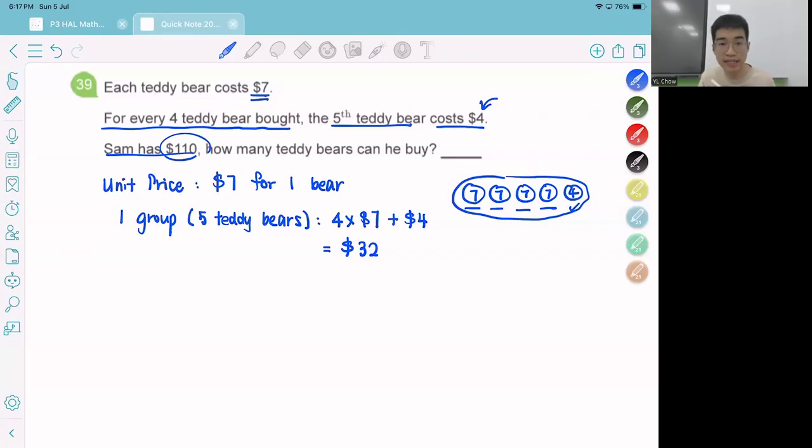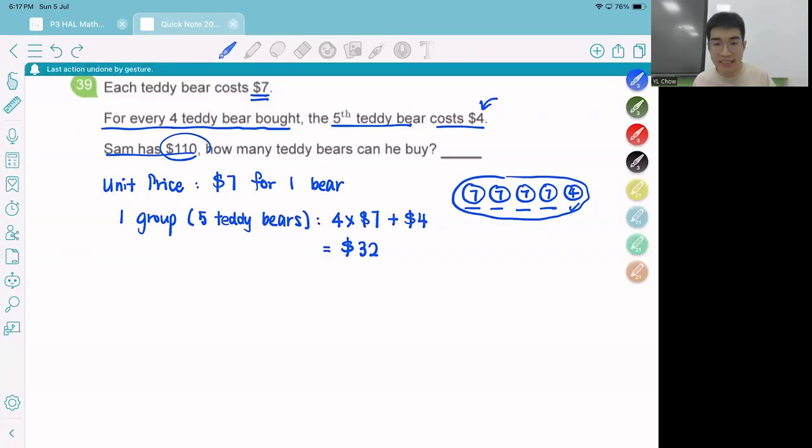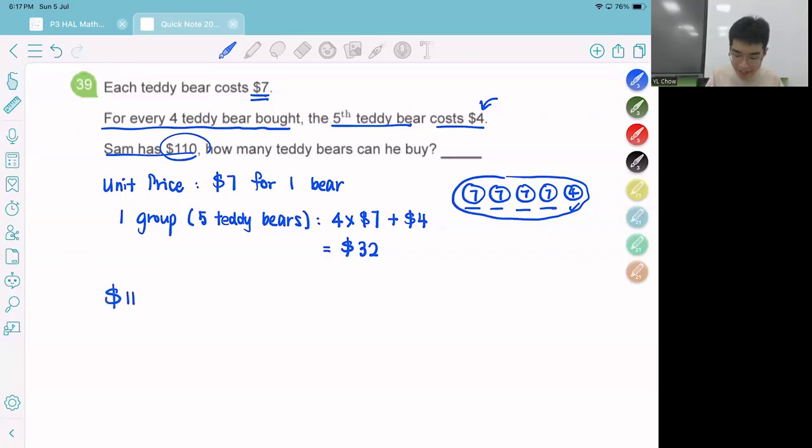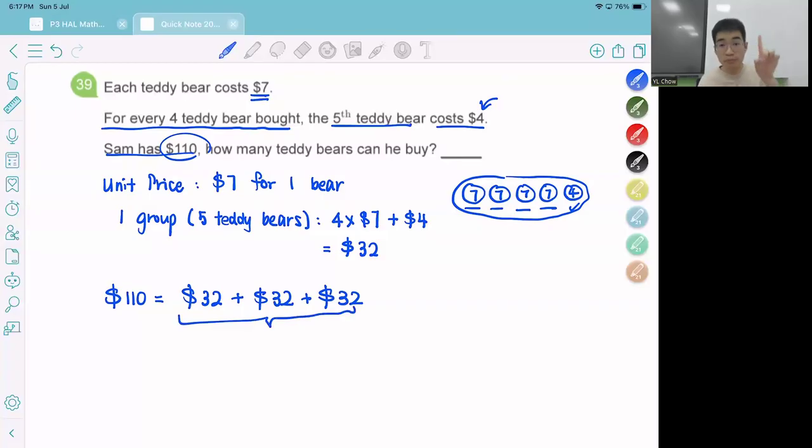His total is 110. Of course, if he wants to save money, he will not just buy the bears one by one. He will buy them group by group because buying in groups will save money, right? That's cheaper. So let's see how many groups Sam can buy. Sam could buy one group first, $32. Then obviously he still has a lot of money, so maybe he can buy another group, $32. Then another group, another $32. At this point, Sam has already spent 32 plus 32 plus 32 equals $96.